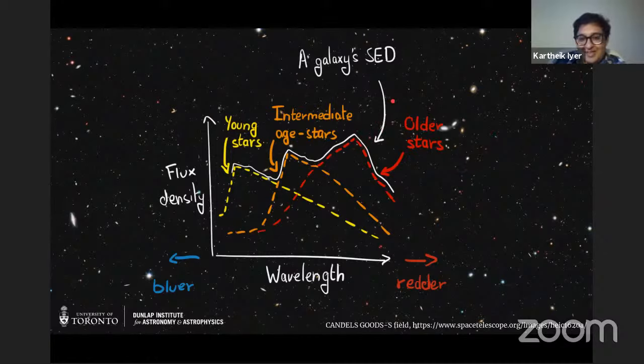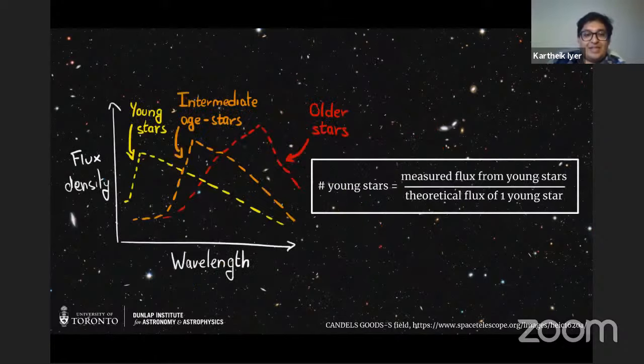So when we do this, we can actually start interpreting the SED, because now we can say, okay, I know how much light's coming from the youngest stars. I know how much light is coming from stars that are of intermediate age, and I know how much light is coming from the older stars.